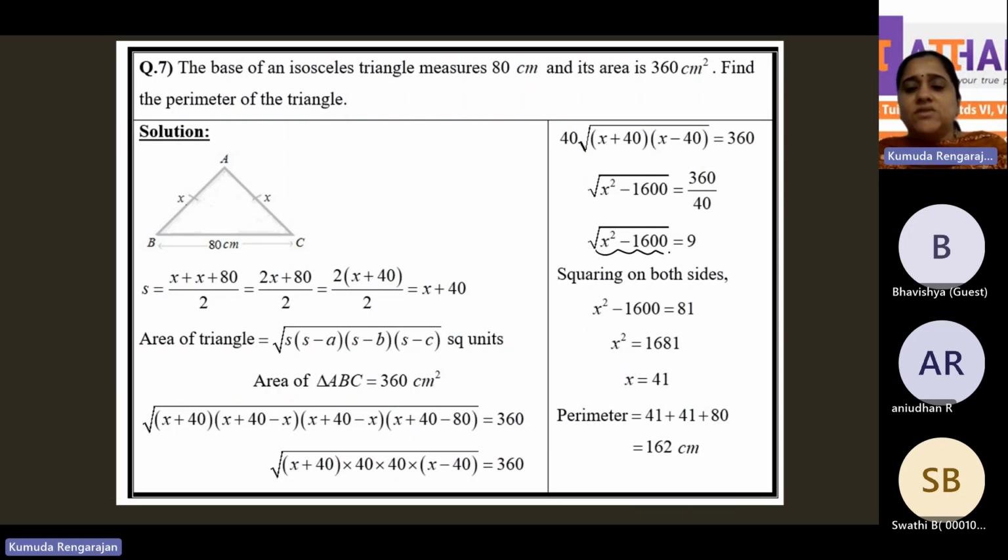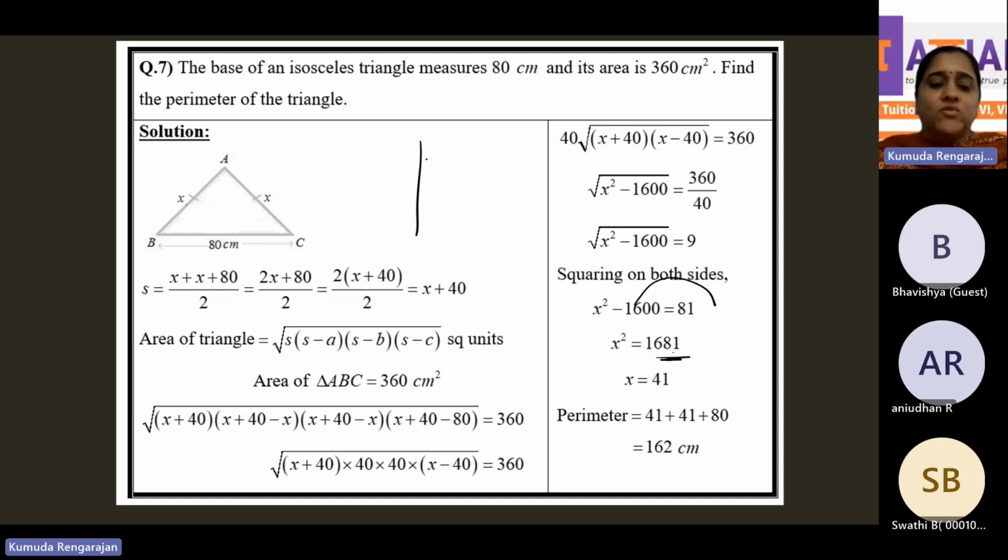So x square minus 1600 is equal to 81, because 9 square is 81. Now transpose, meaning take this number to this side. So it will become 81 plus 1600, which is 1681. So x square is equal to 1681. x is equal to square root of 1681, which is 41.